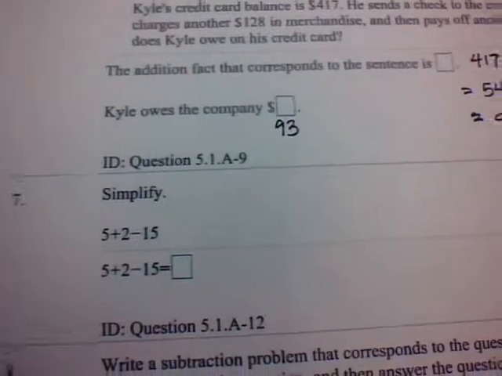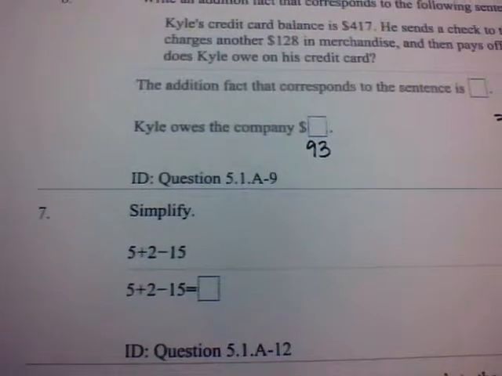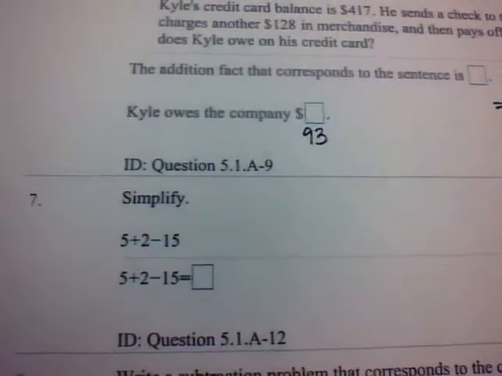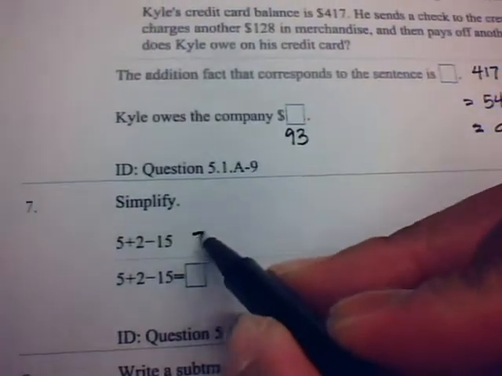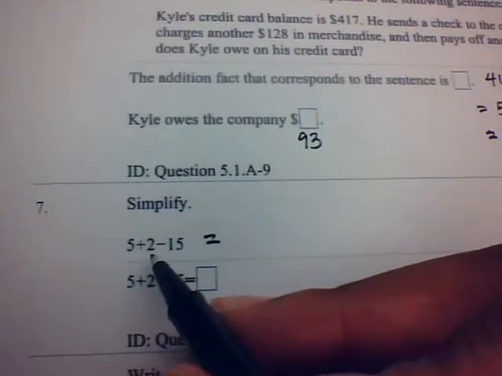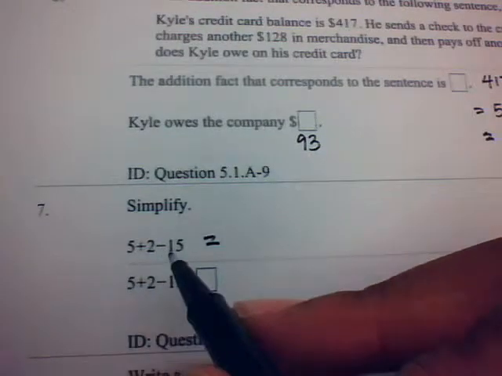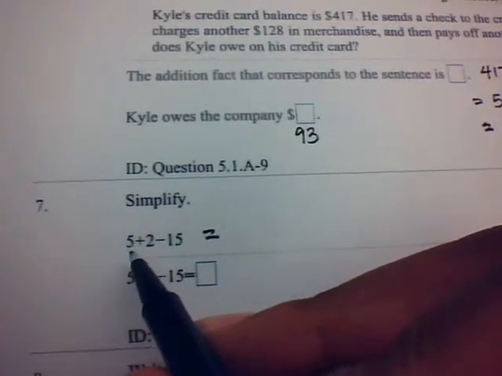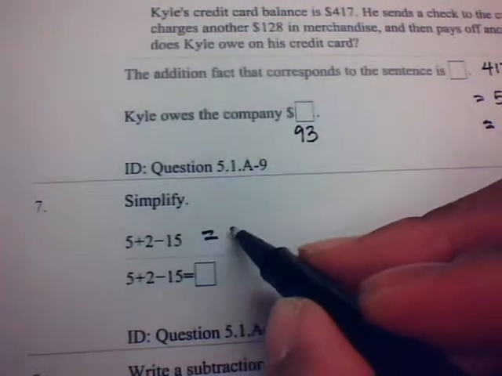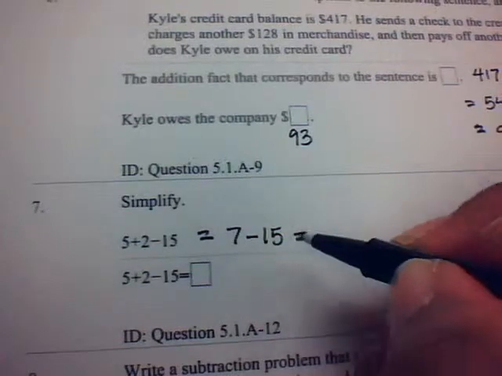All right, next problem, number 7, is to simplify. Here we got 5 plus 2 minus 15. Well, let's do the order of operations. The first thing we do here is to do the addition first before subtraction. We have to do all additions and subtractions in order from left to right. So here, 5 plus 2, we do that first, that's 7. And then we have 7 minus 15.